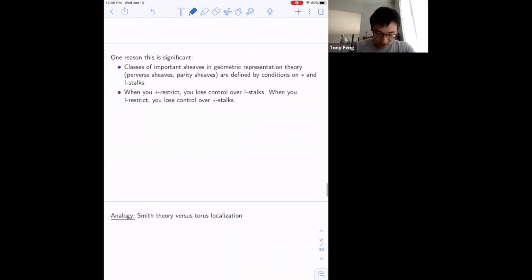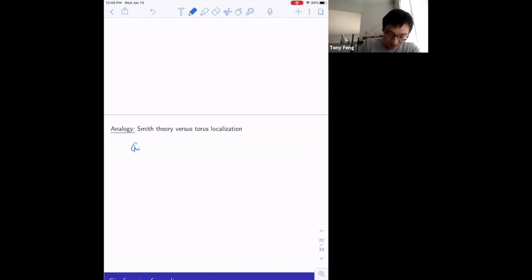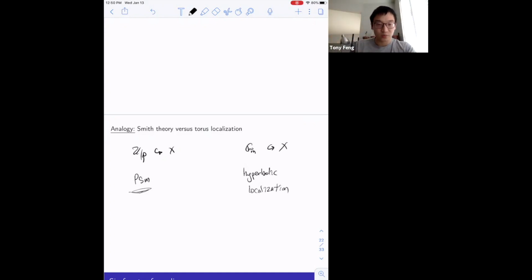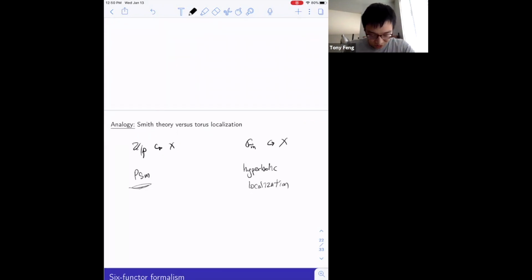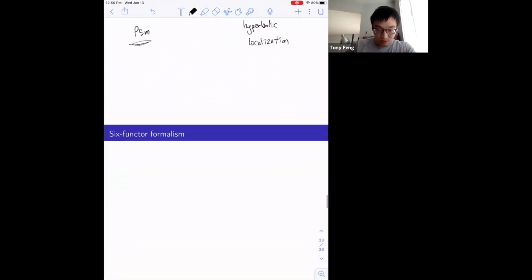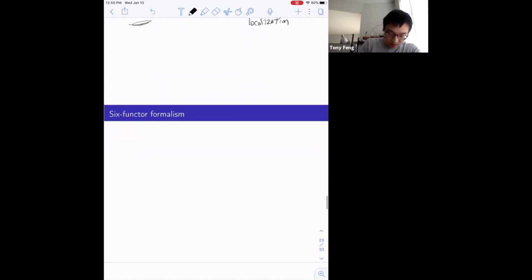Okay, and there's an analogy to keep in mind between what we're discussing, which is Z mod P acting on a space X, and a torus acting on a space X. In this analogy, one can think of this Smith operation as being analogous to hyperbolic localization. This thing is some sort of confluence of the shriek and star pullbacks. The other thing is also some kind of combination of shriek and star pullbacks. Because of time concerns, I won't say more about this right now. So I want to move on to explain a kind of six functor formalism for this Tate category.